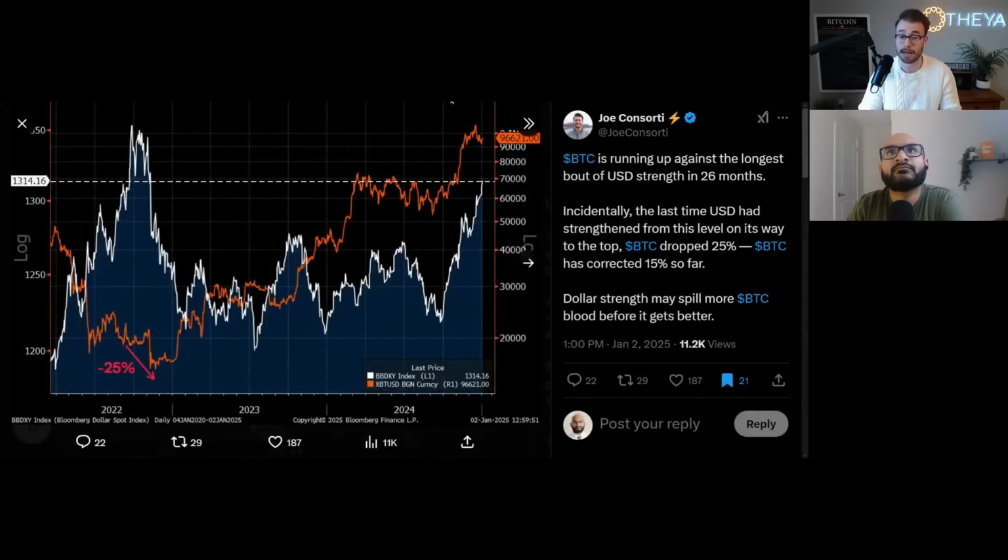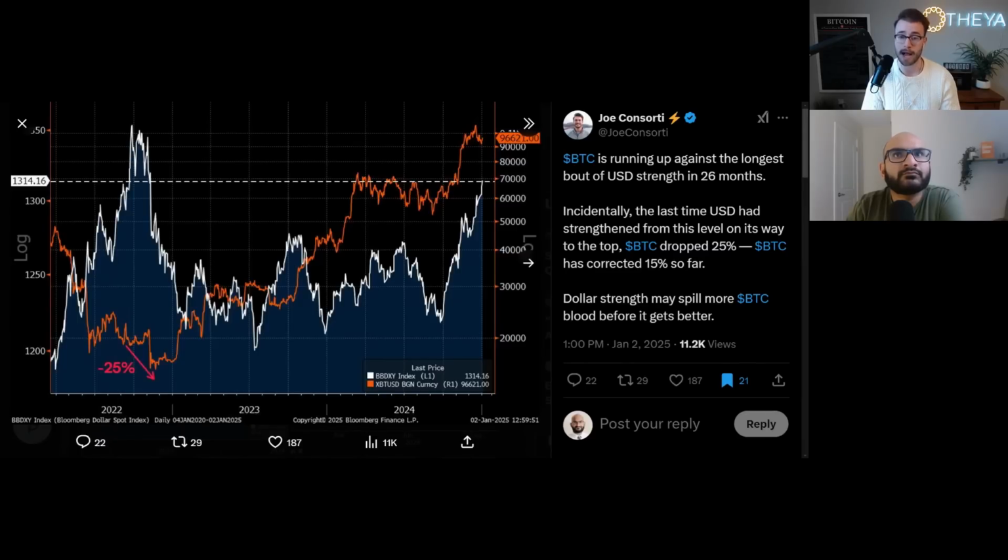Now, as a result of that, that's coming right up against Bitcoin, right? Generally speaking, Bitcoin and the Bloomberg Dollar Index and any dollar index are inversely related. If you look back at that chart for just a moment, you can notice that during 2021 and 2022, which is most observable here, the dollar index is in white, Bitcoin is in orange. You'll see that both of them are inversely correlated.